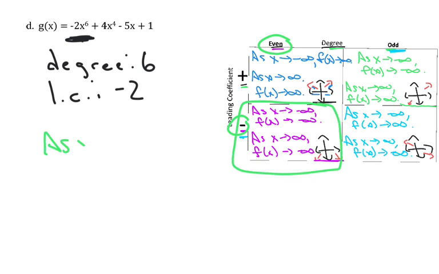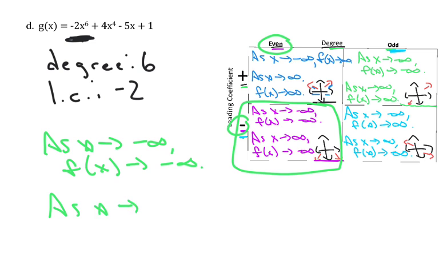So we're going to say as x approaches negative infinity, f of x also approaches negative infinity. And as x approaches positive infinity, then f of x approaches negative infinity.